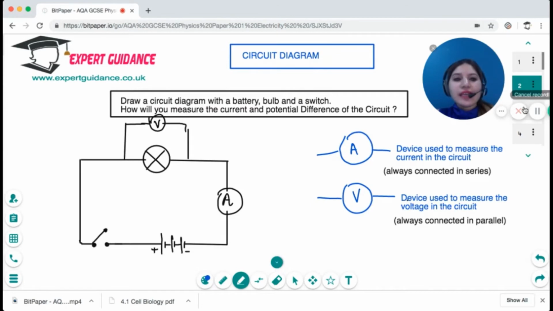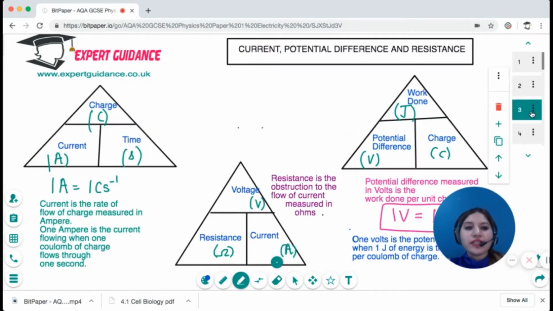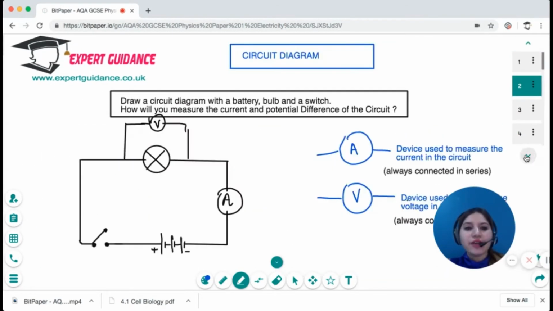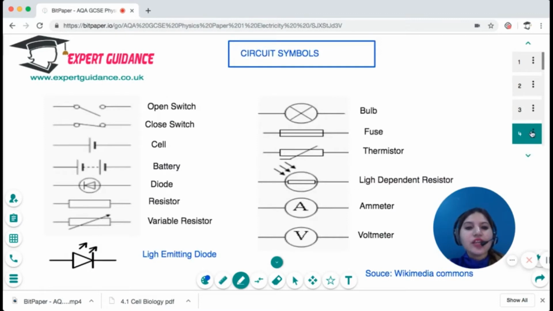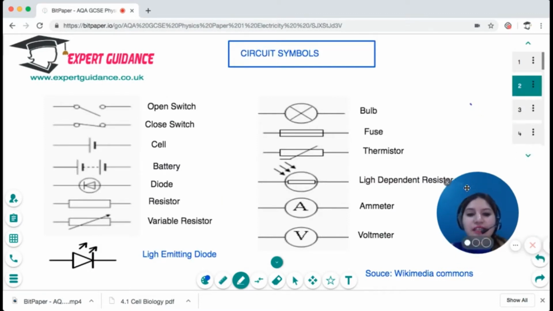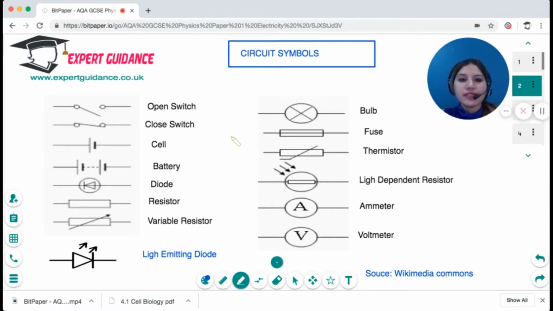Now, what are the circuit diagrams? In the circuit diagrams, you make use of the circuit symbols. These are the circuit symbols which are there in your syllabus, and you should be able to know how to draw them. And if the circuit symbol is given to you, you should be able to spot what it is for. So if there is a circle and a line, that's an open switch.